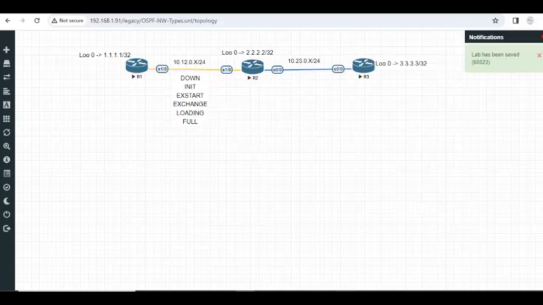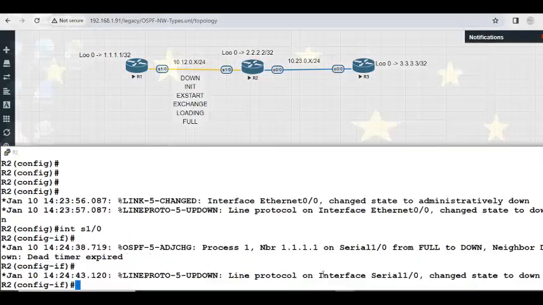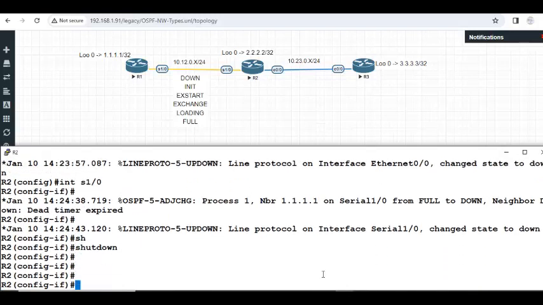On R2 also, I'll shut down the interface. Now I should not see any neighbor. Show IP OSPF neighbor. Gone. There is no neighbor.